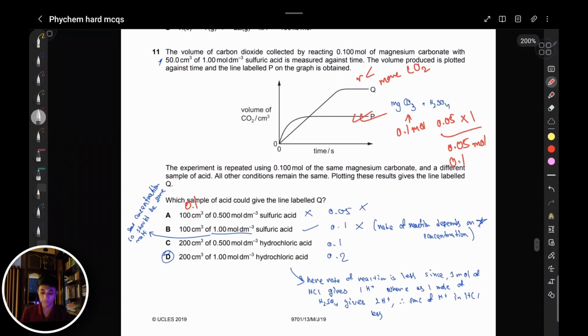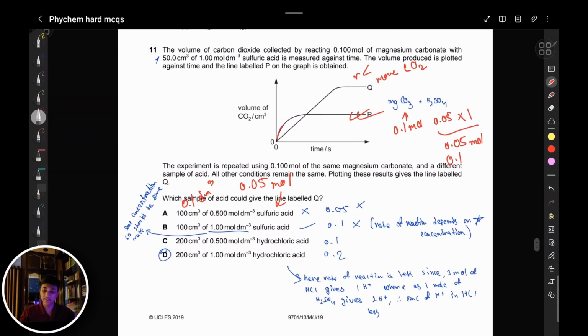100 cm cube would be 0.1 dm cube, times 0.5 would give you 0.1 times 0.5, 0.05 mole of H2SO4. Does that change anything? No, that does not change anything. So it's the exact same. That wouldn't affect it, it would still be the same curve or graph.